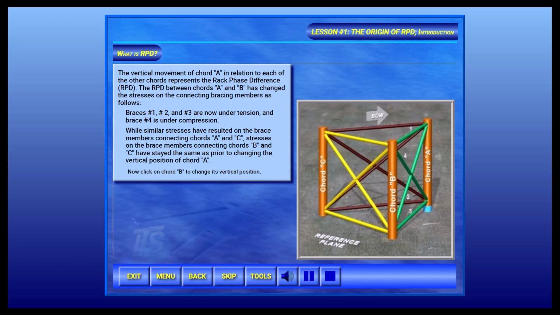The RPD between cords A and B has changed the stresses on the connecting bracing members as follows. Braces number 1, number 2, and number 3 are now under tension, and brace number 4 is under compression. While similar stresses have resulted on the brace members connecting cords A and C, stresses on the brace members connecting cords B and C have stayed the same as prior to changing the vertical position of cord A.